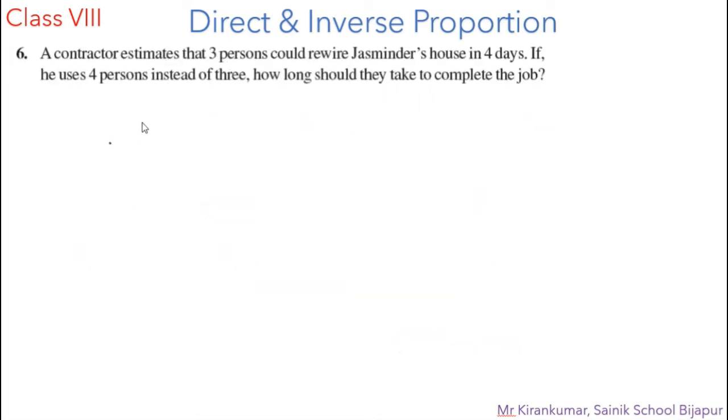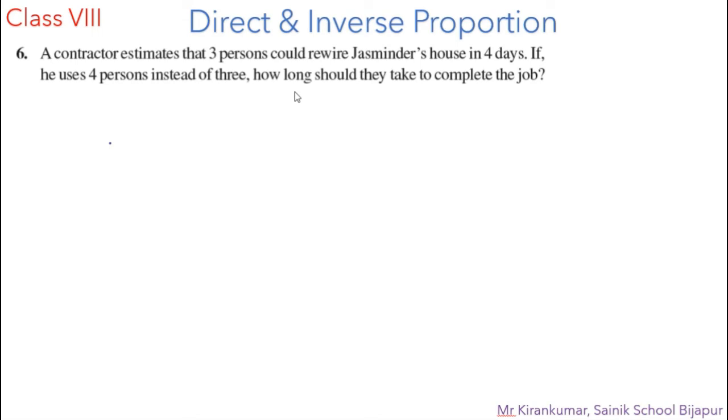Question number 6. A contractor estimates that 3 persons could rewire Jasminder's house in 4 days. If he uses 4 persons instead of 3, how long should they take to complete the work?